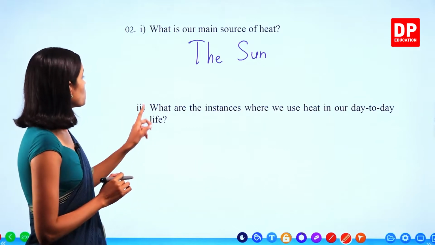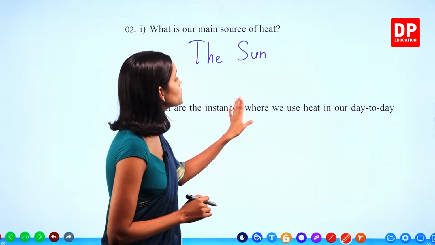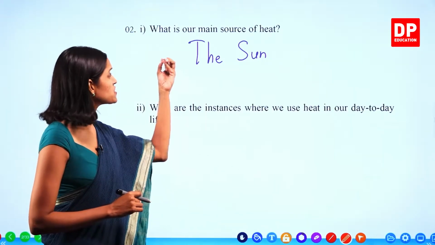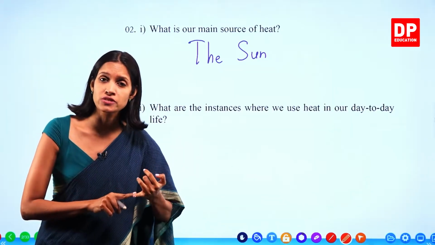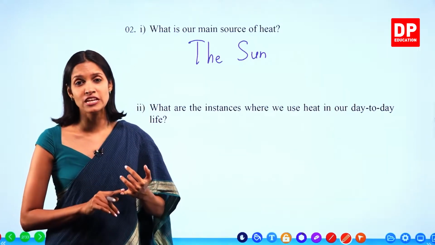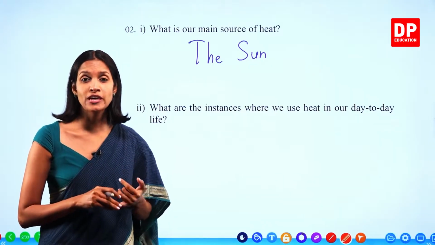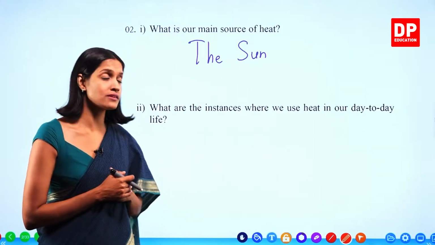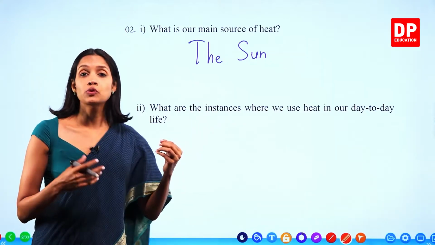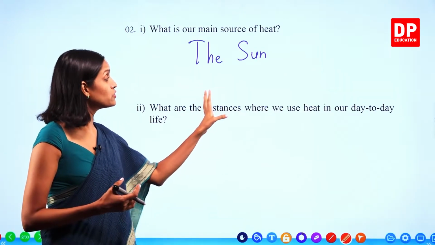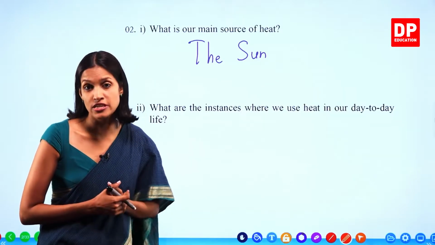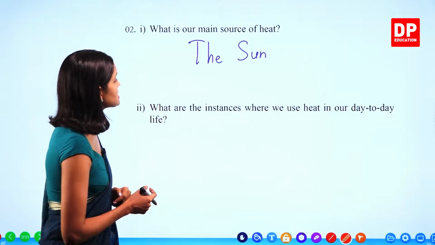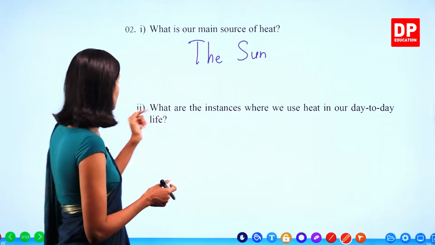Right. What are the instances where we use heat in our day-to-day life? There are many instances. The sun's heat is used to dry clothes, to dry food items like chili and sometimes lime. Even sometimes to dry fish we use the sun's heat. Okay, children, and to cook food. In order to heat food, we have heat produced in different ways. Okay, children, let's write some of them. What are the instances where we use heat in our day-to-day life?